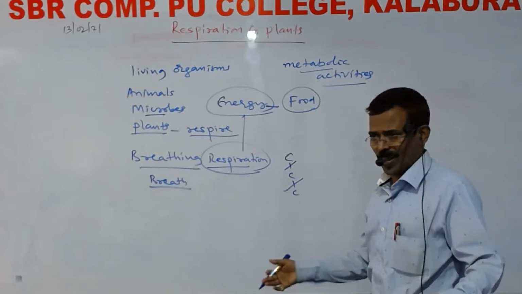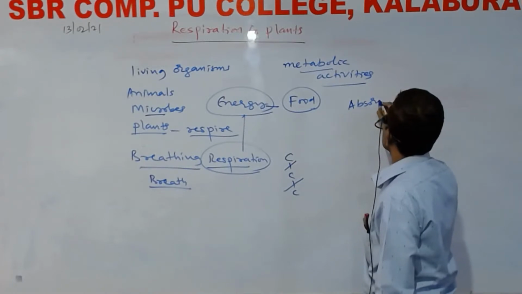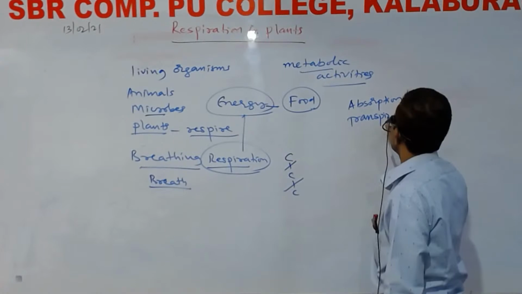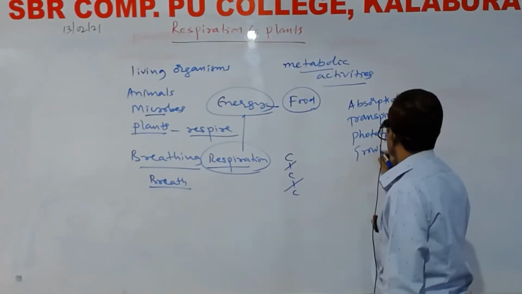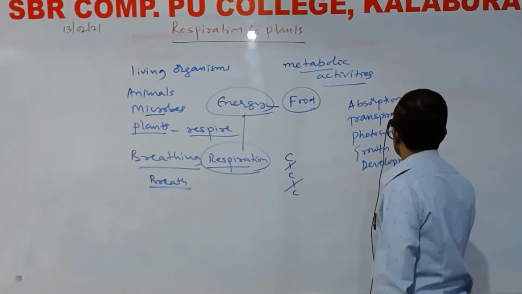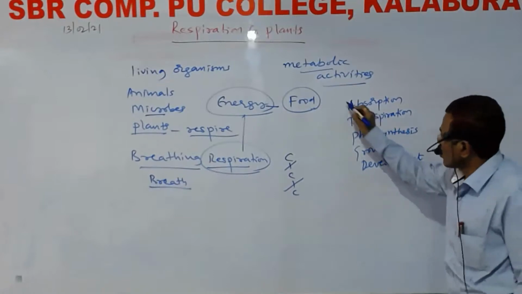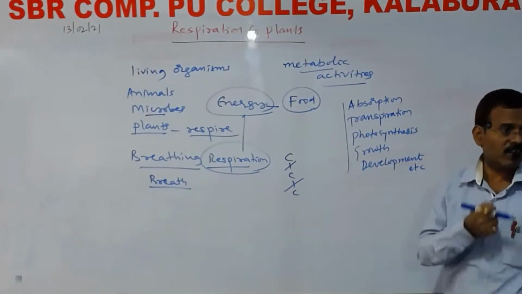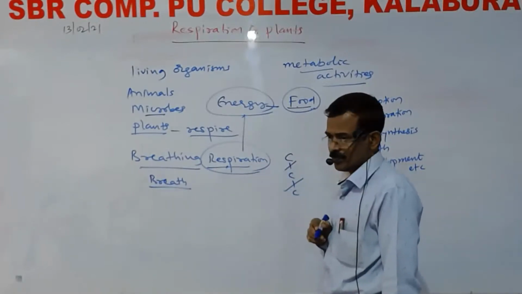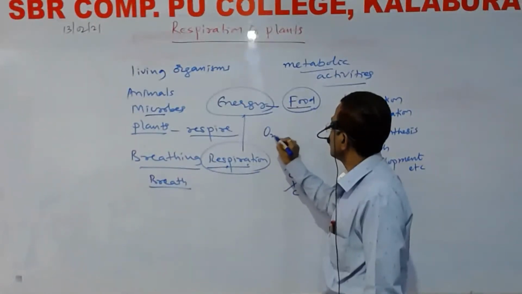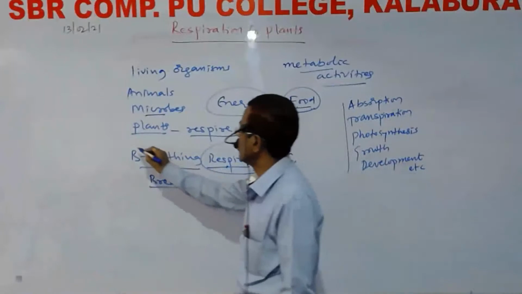With respect to plants, various metabolic activities are performed, such as absorption, transpiration, photosynthesis, growth, development, etc. These are all different metabolic activities being performed by the plant. To perform these activities, the plant needs energy. That energy comes from the breakdown of food. So organic food is broken down in respiration. This respiration requires oxygen. Okay.